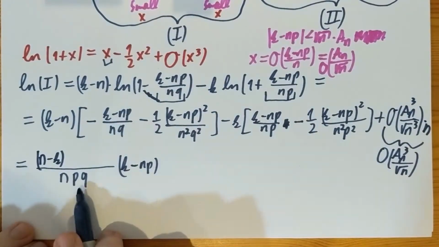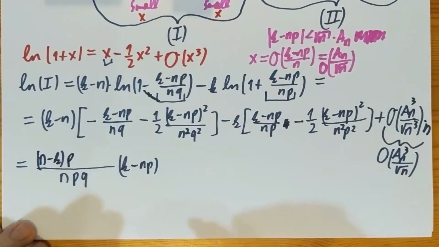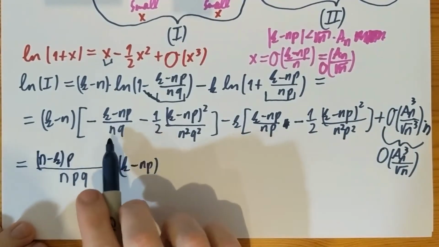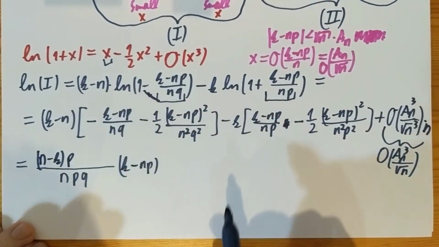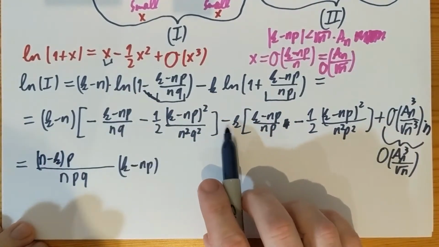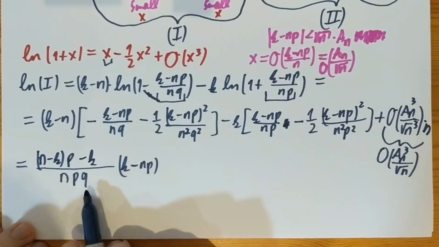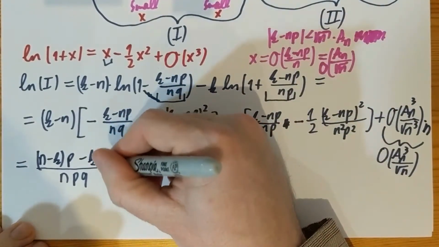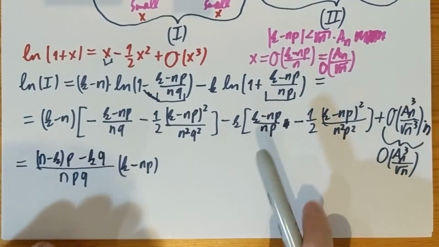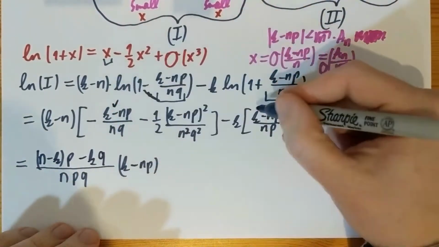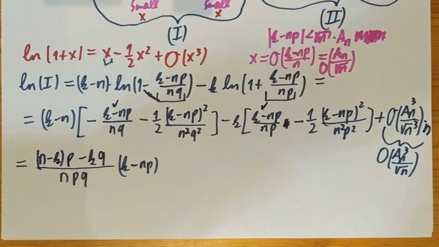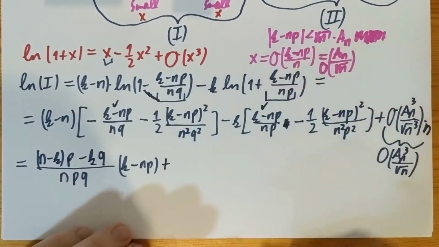And because of the common denominator, we have a factor p next to n minus k. And now I'm done with this term. And then we have a minus k here, but because of the common denominator, we have a factor q. So now I'm done with that term. So now these two terms are done. Okay. And the other thing I have is the quadratic terms.